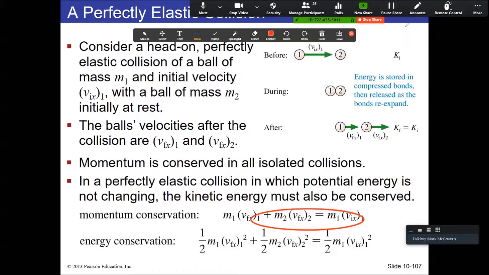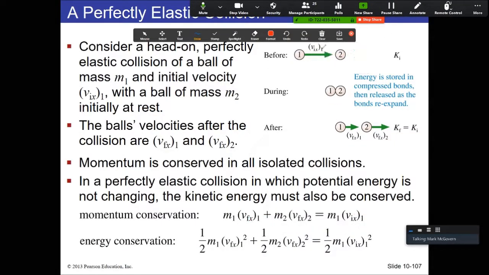Okay, so what we had before is this. If ball 2 did move to begin with, there could be an extra term on this side, which would make this even more challenging to solve. That's a real nightmare, okay? But we got a way around that too. I'll show you that in a moment.